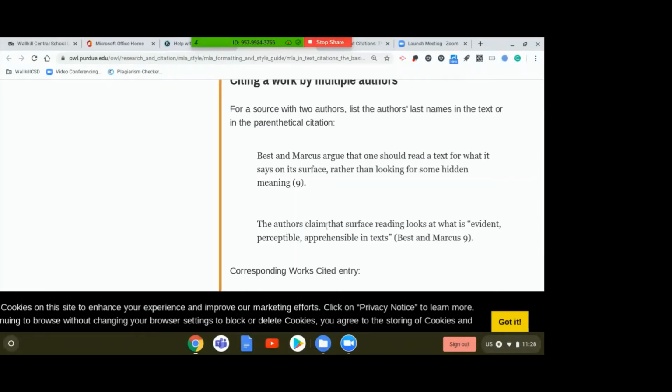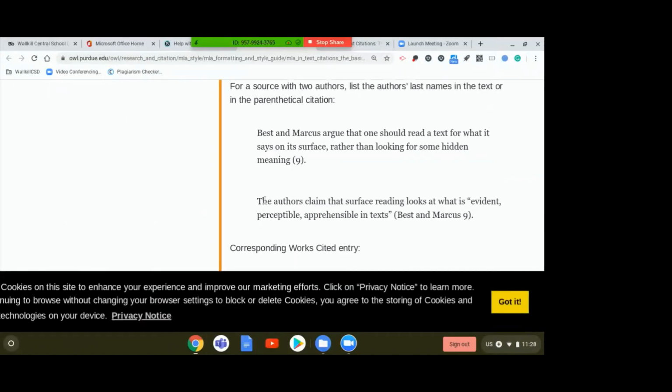Now here, the second example, they give the direct quotes and they just say the author's claim. So I now need to put their last names in the citation. So that's where we have Best, the word and, Marcus, space, and the page it's coming from. So notice again, the Best is first because it's alphabetical. B comes before M. And Marcus is second, but I do need both of their names in my citation. And then again, we pull the period out and we put it at the end because the citation is part of your sentence.